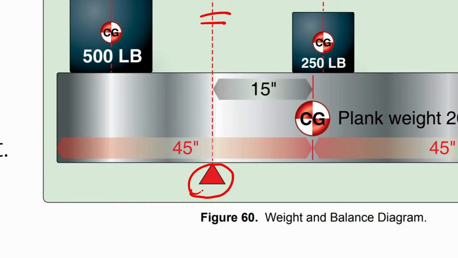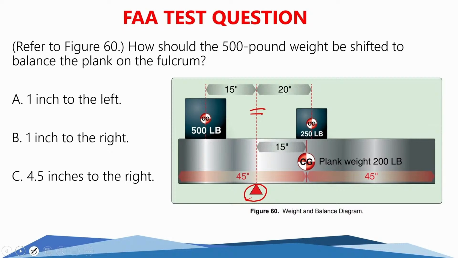And then we also have the plank weight. So I'm going to open this up real quick. There we go. And let you guys see if you can figure this out. We want to get the left side to equal the right side, and the values that we have are a weight of 250 pounds at 20 inches, 500 pounds at 15 inches, and then we have a plank of 200 pounds at 45 inches, okay? So how do we get the left side to equal the right side?